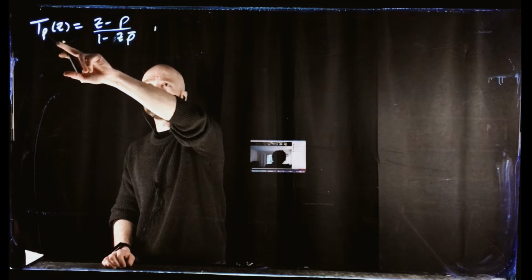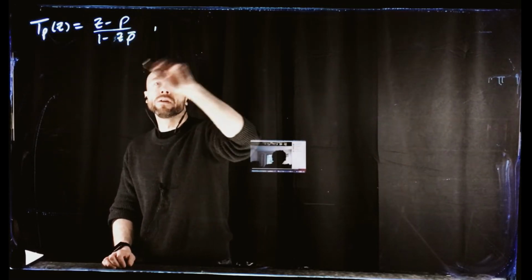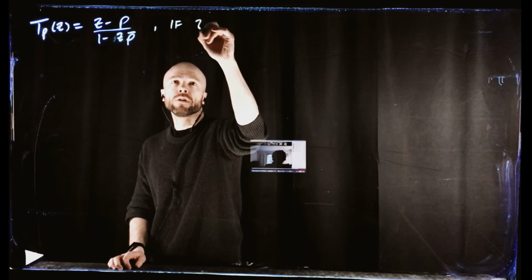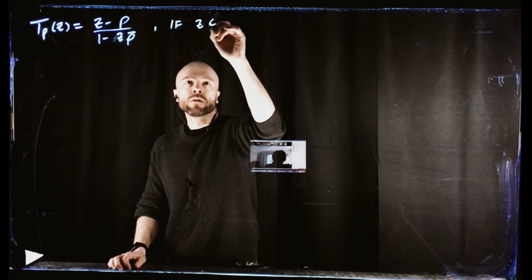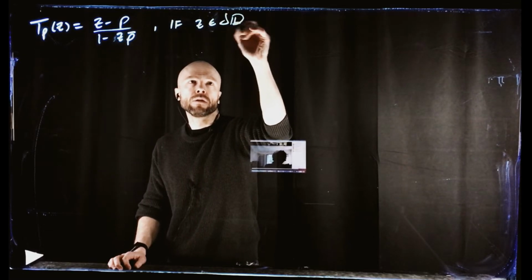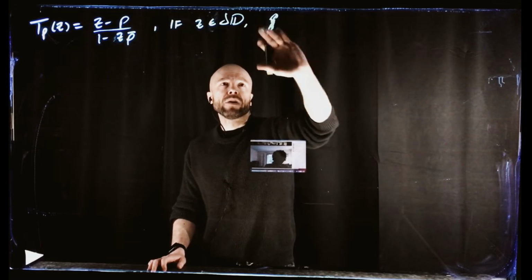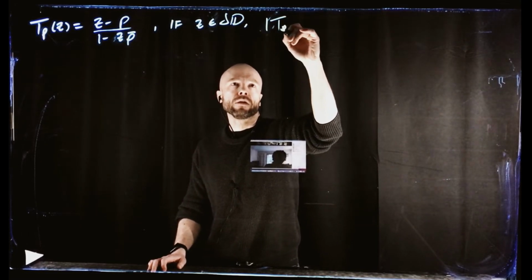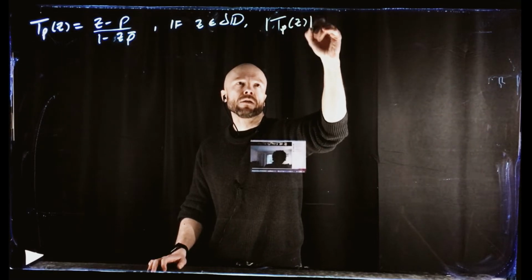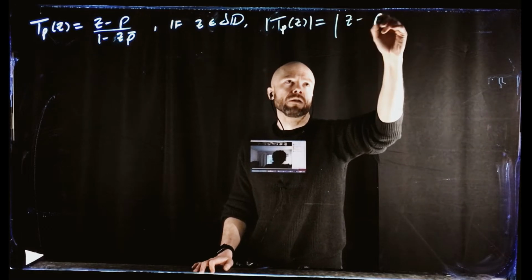because if p is inside the disk, then p is sent to 0 by this thing, right? So if z belongs to the boundary of the disk, then let's write absolute value T_p of z. It's the same as the absolute value of this thing.